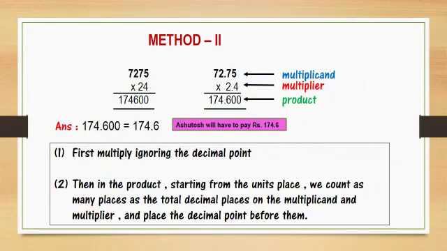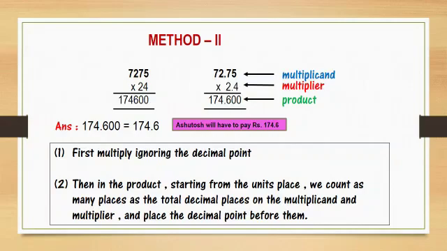Now we have to ignore the decimal point from the multiplicand 72.75 and from the multiplier 2.4. We get the numbers as 7275 and 24. Now multiply 7275 by 24. We get the product as 1,74,600.